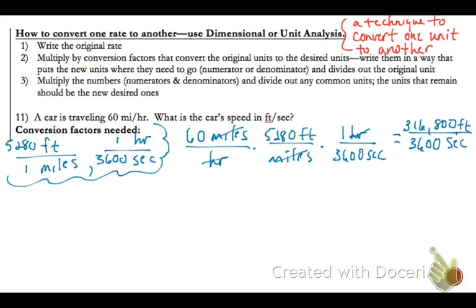Now we're going to go ahead and divide that down to a unit rate. So remember that's down to where our denominator is 1. So to do that, grab your calculator, divide the top by the bottom, and you'll get 88 feet per second.